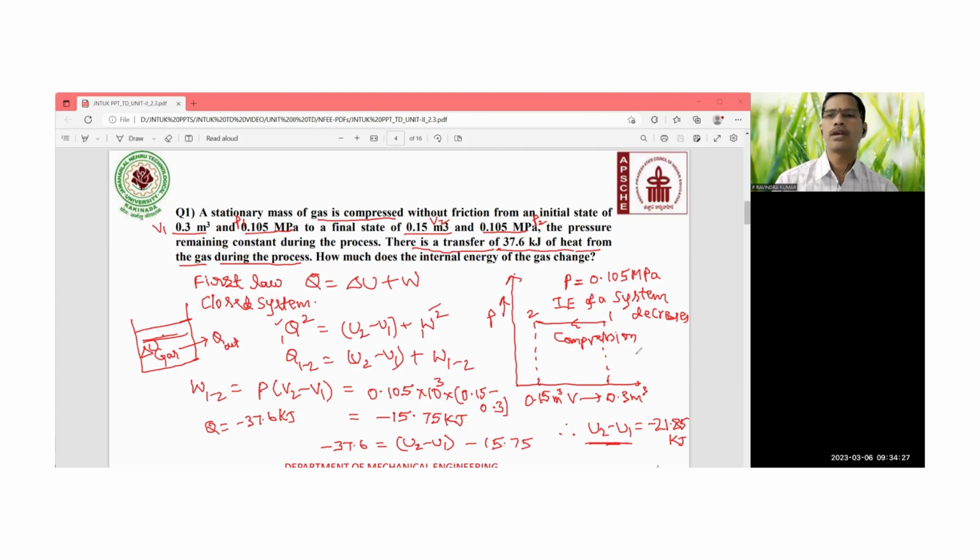So here, the compression process, the direction. The direction is very much important in thermodynamics. Magnitude and direction are very much required for the first law of thermodynamics. So according to the first law, this is the formula you have to apply, and you need to solve this particular case, right? Hope this particular problem is clear to you. Now going to the next problem.